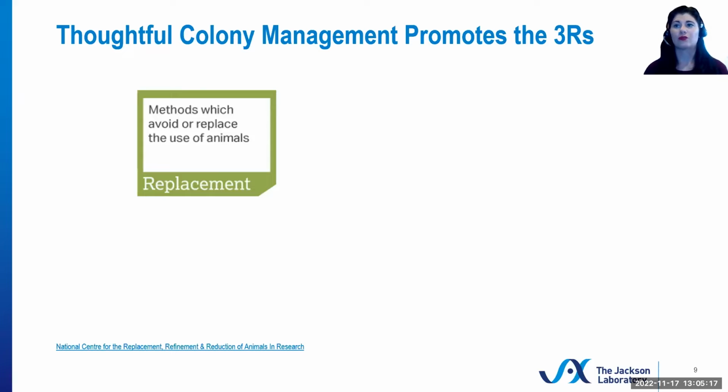The first R stands for replacement, which discusses methods that avoid or replace the use of animals by using things such as mathematical or computer models and established animal cell lines.